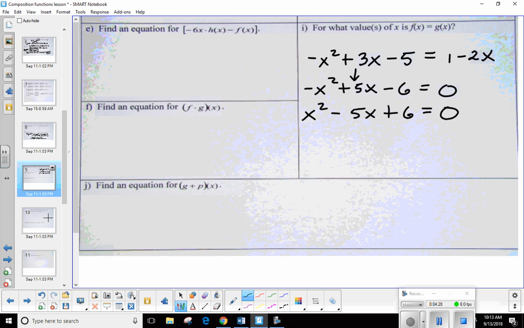Now, is there anybody out there who's like, I remember completing the square, wants to come on up and show me how to do this?